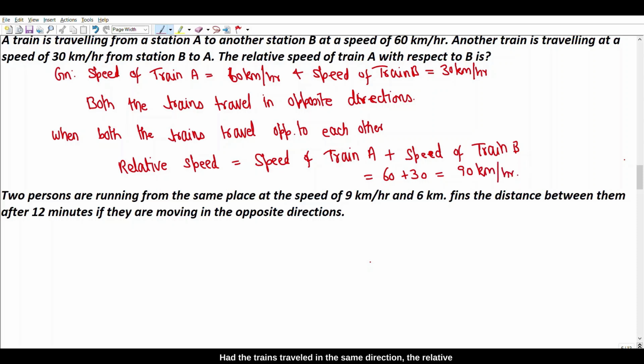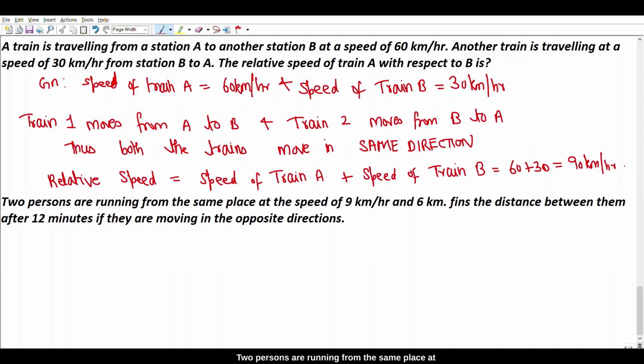Had the trains traveled in the same direction, the relative speed would have reduced. That is, speed of train A minus speed of train B, which is equal to 60 minus 30, which is equal to 30 kilometer per hour. We had already seen why we are adding the individual speeds when trains travel in opposite direction, and why we are subtracting the speeds when trains travel in the same direction. Let us move on to the next question.